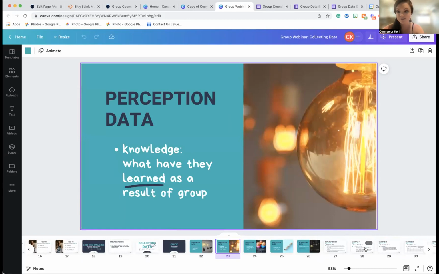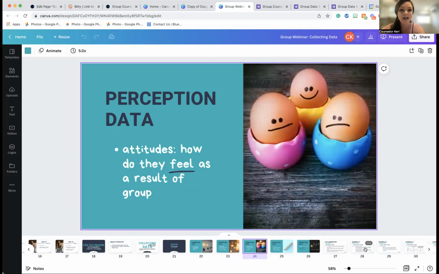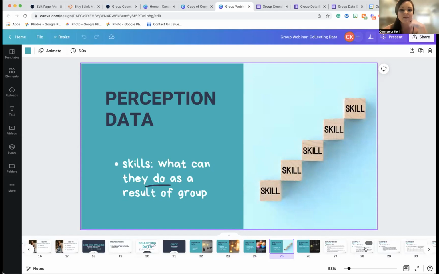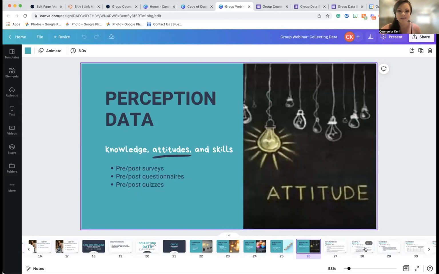For knowledge, we just want to know what our students have learned as a result of group. What knowledge do they have as a result of our session? If we're looking at attitudes, we want to know how our students feel as a result of group, or how their feelings have changed as a result of our interventions, our instruction, or the activities they've done in the group session. And lastly, what skills do they have? What can they do now that we've taught them something in group? What can they do differently? What can they demonstrate for you now that they've received this instruction and practiced this? That's what we're looking at measuring in our sessions: our perception data of knowledge, attitudes, and skills.